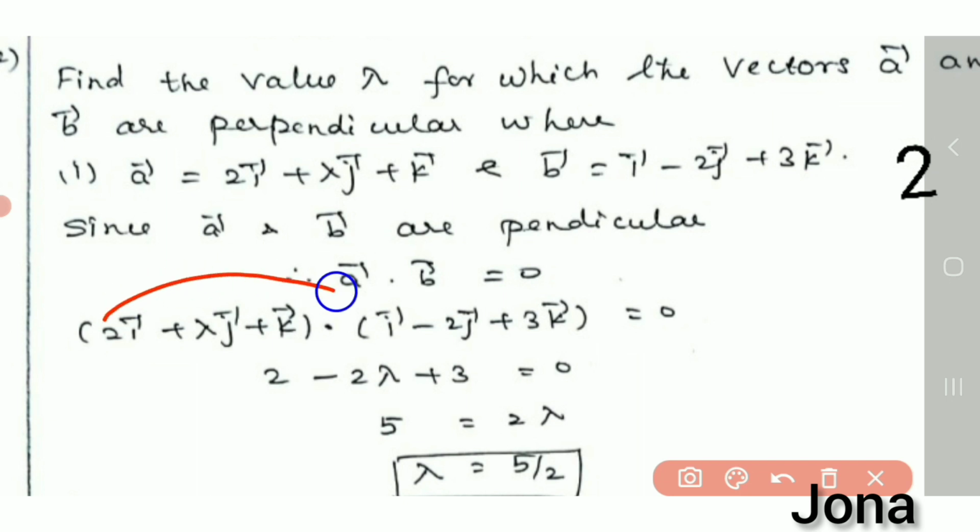That means 2 into 1 is 2. Lambda into minus 2 is minus 2 lambda. 1 into 3 is 3. So we can simplify this: 2 plus 3 is 5. And take this minus 2 lambda to that side as plus 2 lambda. Therefore, lambda equal to 5 by 2.